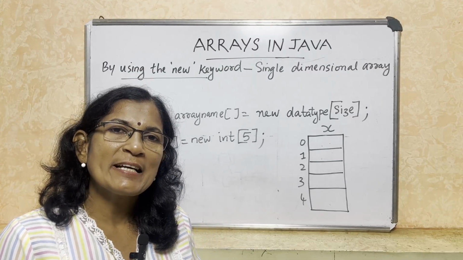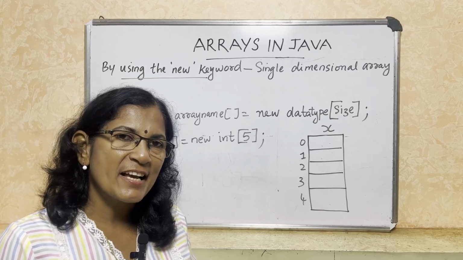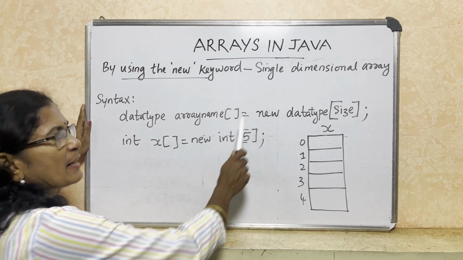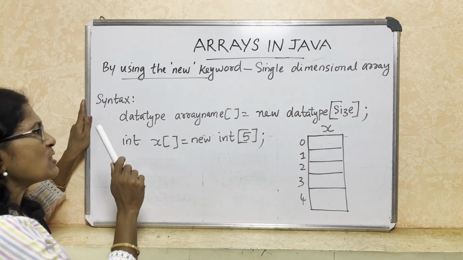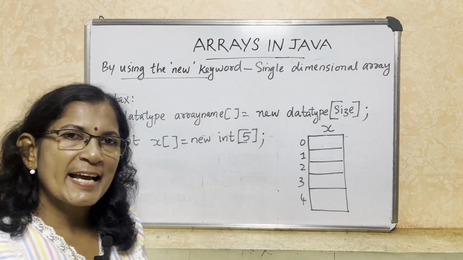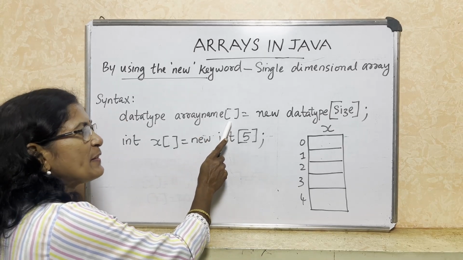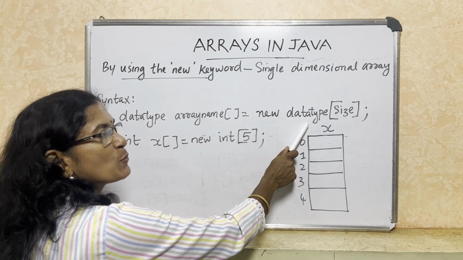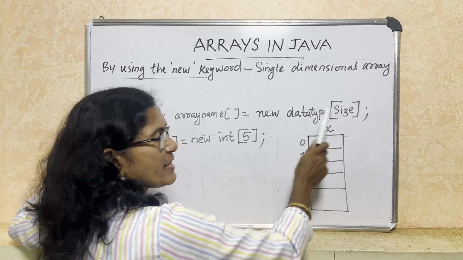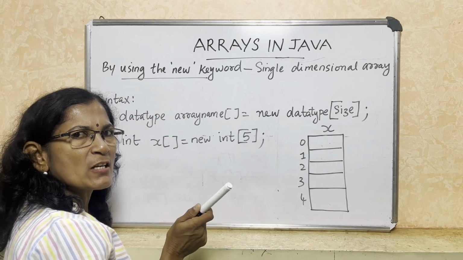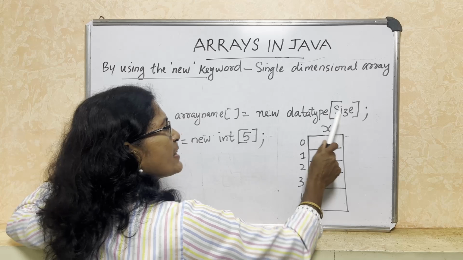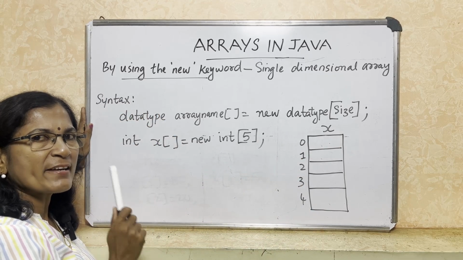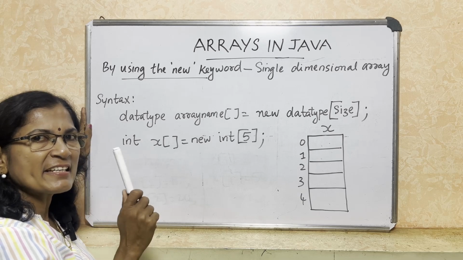Now, let's look at the second method to create an array in Java by using the new keyword. We are going to create a single dimensional array by using the new keyword. The syntax is data type, array name, followed by a square bracket, equal to new keyword, and the same data type we have to mention here, and the size, that is the dimension of the array. How many storage locations you need in your array, that is the size of the array you have to specify. For example, I want to create an integer array with 5 storage locations to store 5 integer values.